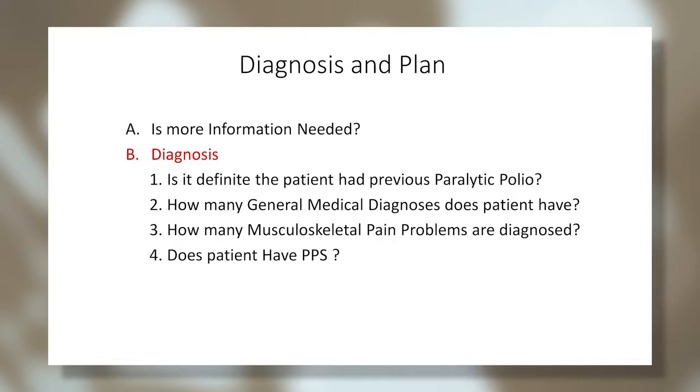Secondly, how many general medical diagnoses besides polio does the patient in fact carry, and how severe are those other conditions? Thirdly, because they're so common, I would mention how many specific musculoskeletal diagnoses, particularly musculoskeletal pain problem diagnoses, does the patient have. They've got a little shoulder tendonitis and some carpal tunnel and some mild osteoarthritis of their knees and chronic back pain from degenerative disc disease.